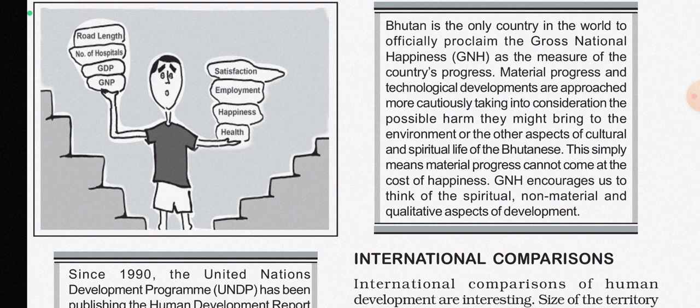Material progress and technological developments are approached more cautiously, taking into consideration the possible harm they might bring to the environment or the other aspects of cultural and spiritual life of the Bhutanese. This simply means material progress cannot come at the cost of happiness. GNH, that is gross national happiness, encourages us to think of the spiritual, non-material, and qualitative aspects of development.